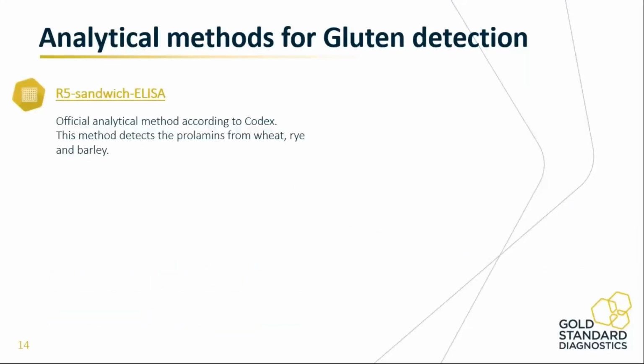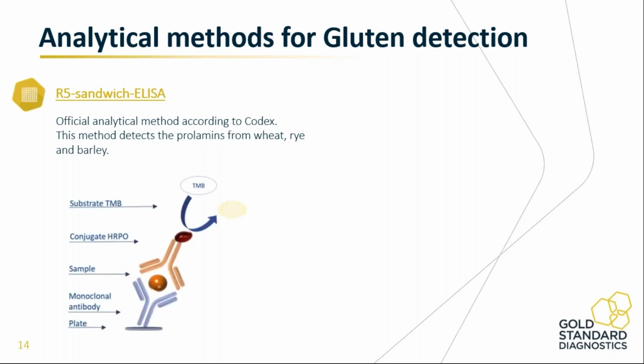So first of all, probably all of you know about the ELISA method for allergen detection in general. In the case of gluten, we want to talk about the R5 sandwich ELISA, which is the official analysis method according to Codex. And this method detects the prolamins from wheat, rye, and barley that, as we mentioned in the beginning, are the ones potentially risky for celiac or gluten intolerance patients.